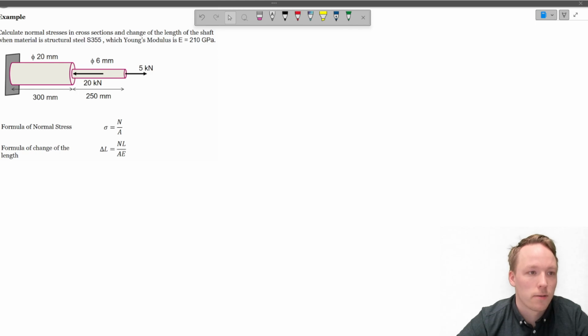The diameter of the first section is 20 millimeters, and the diameter of the second section is 6 millimeters. Lengths are as shown here, 300 and 250.